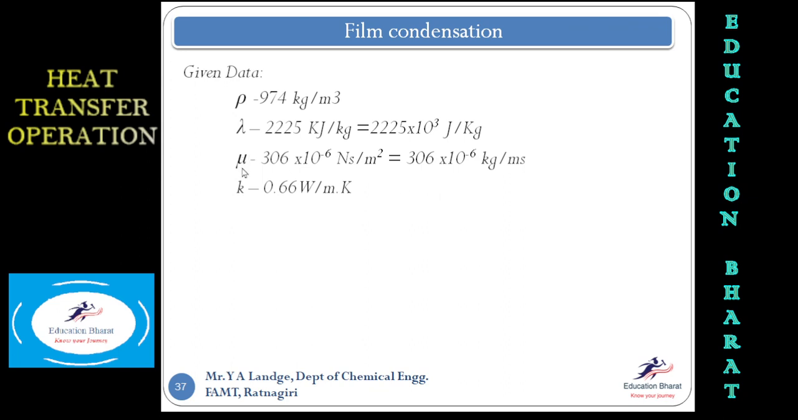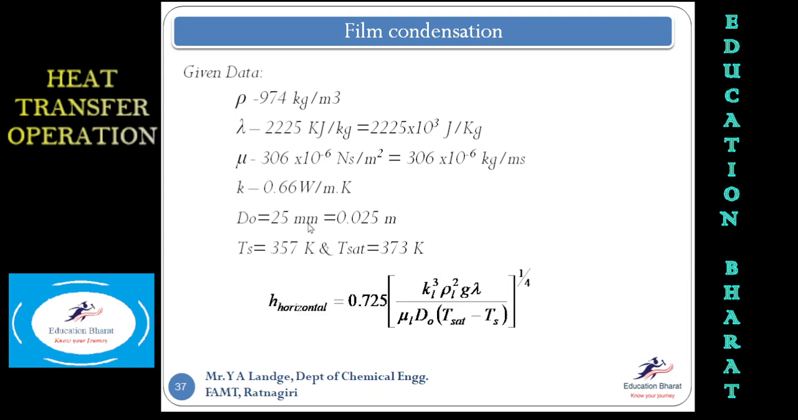Viscosity is in Newton second per meter square, which is the same as kg per meter second, and as both values are the same, we will write it as it is. The conductivity of the condensate is mentioned. Diameter is given in mm. We need to convert into meter because we use SI units for the calculations. The temperature Ts represents the temperature of the pipe surface, and T saturation is the temperature of the saturated vapor, which is 373 Kelvin.